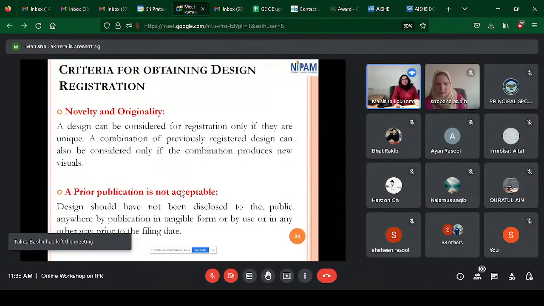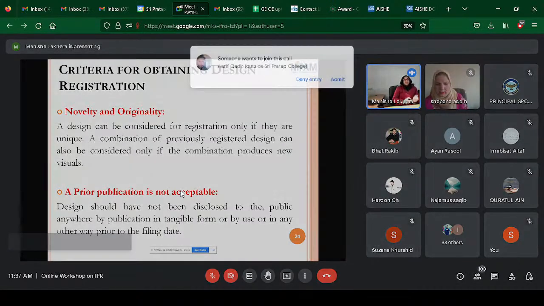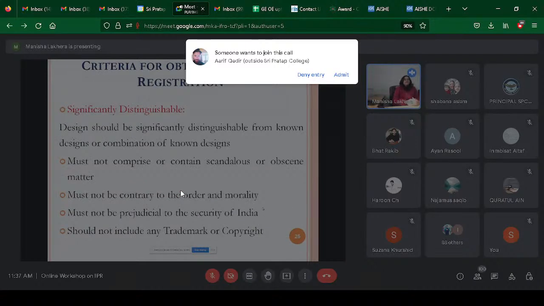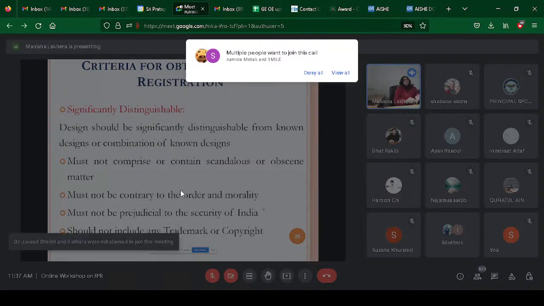So any design which is new and original can obtain a design registration. But the design which has been disclosed to the public by publication or in tangible form or by use or by any other way prior to the date of filing, then such a design cannot be registered. Also, the design should be distinguishable from the known design or the combination of designs. Then it must not contain scandalous or obscene matter, must not be detrimental to the security of India, and should not include any trademark or copyright. So a design cannot have any copyright or trademark.